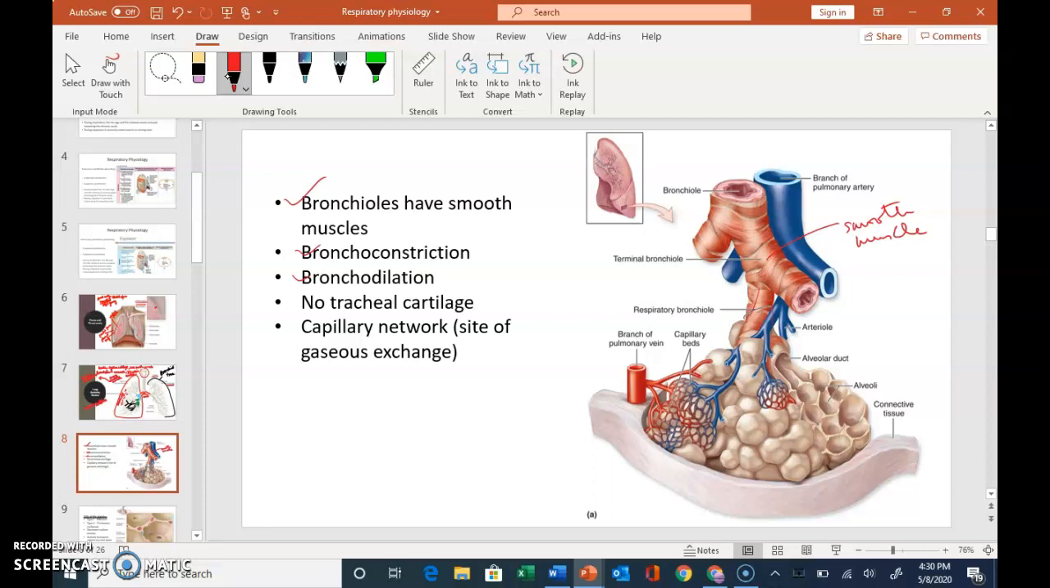And then these bronchioles further divide. We are actually not focusing too much on the anatomy. We have different types of bronchioles, terminal bronchioles, respiratory bronchioles. At this point, don't worry about that. Just know that bronchioles have smooth muscles. They help in bronchoconstriction and dilation, and they do not have any tracheal cartilage.